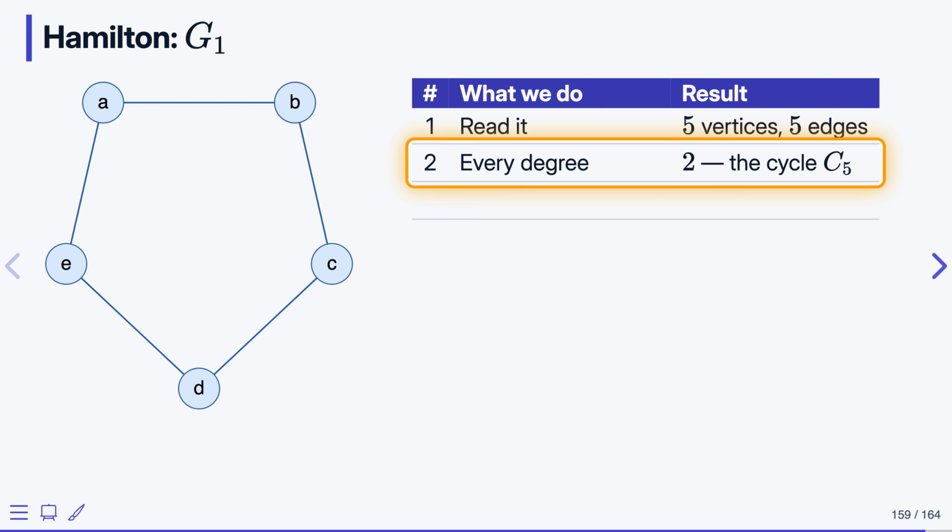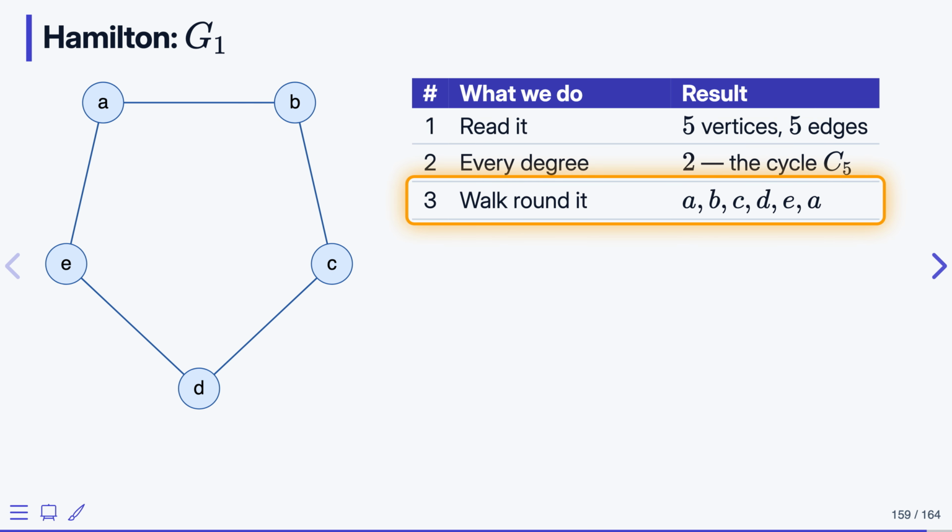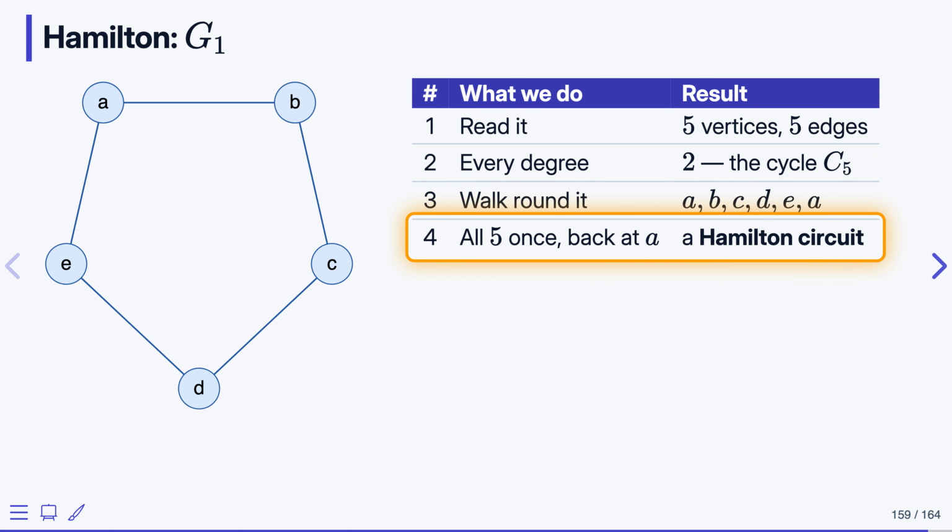Step 2, every vertex has degree 2, so the graph is just the cycle C5. Step 3, walk right around the ring. A, then B, then C, then D, then E, and back to A. Step 4, that visits all 5 vertices exactly once, and it returns to the start. So it is a Hamilton circuit. Any cycle Cn gives 1 for free.